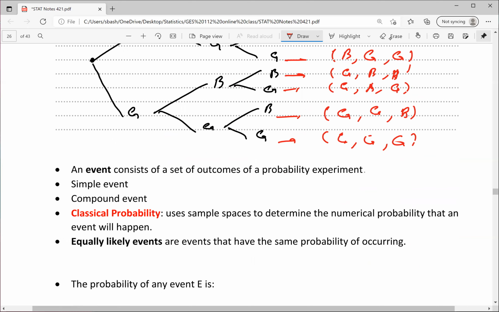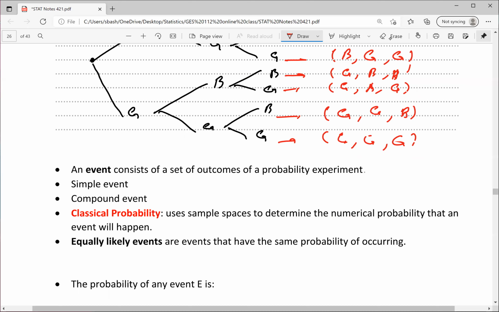So we are done listing the sample space, or listing all the possible outcomes of a probability experiment. Now we can speak about something called an event. An event consists of a set of outcomes of a probability experiment. We mentioned the sample space and said that it is all the possible outcomes. If we take part of it, we call that an event.